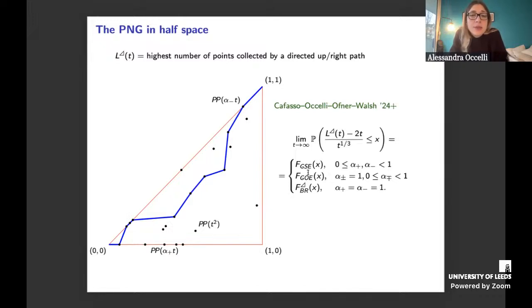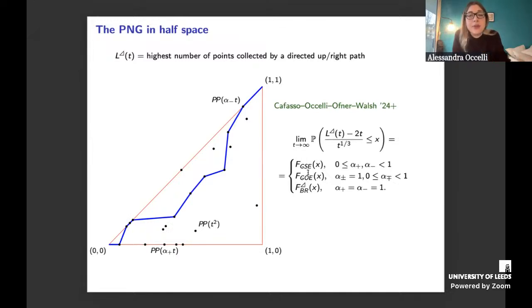And so what we obtained was that, as expected, when the parameters at the boundary, alpha plus and alpha minus, are strictly less than 1, we are still in, let's say, the classical half space case. So it's like the horizontal Poisson process doesn't play any role in the scenario, and so we have GSE fluctuations. When one of the parameters, alpha plus or alpha minus, is equal to 1, and the other is strictly less than 1, now we have GOE fluctuations.